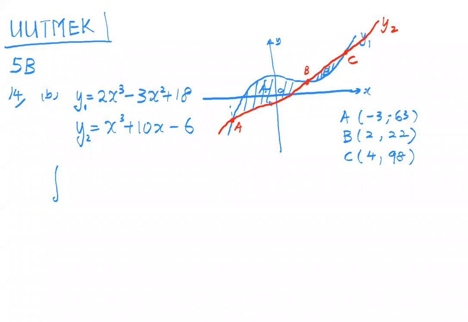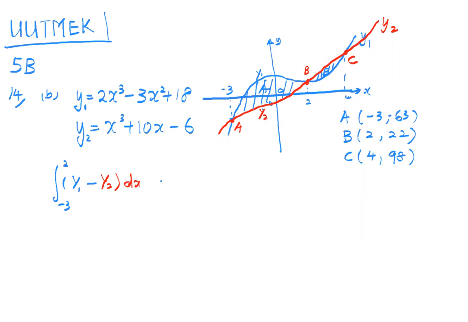This is negative 3. This is negative 3. Correct? And here is 2. So there are 2 regions. And this is 4. So you have to put negative 3 to 2. The top one is Y1, correct? Your Y1 is in your graphic calculator, correct? So you just put Y1. Take away the bottom. This is Y2. Okay? Top, take away bottom. Then dx.